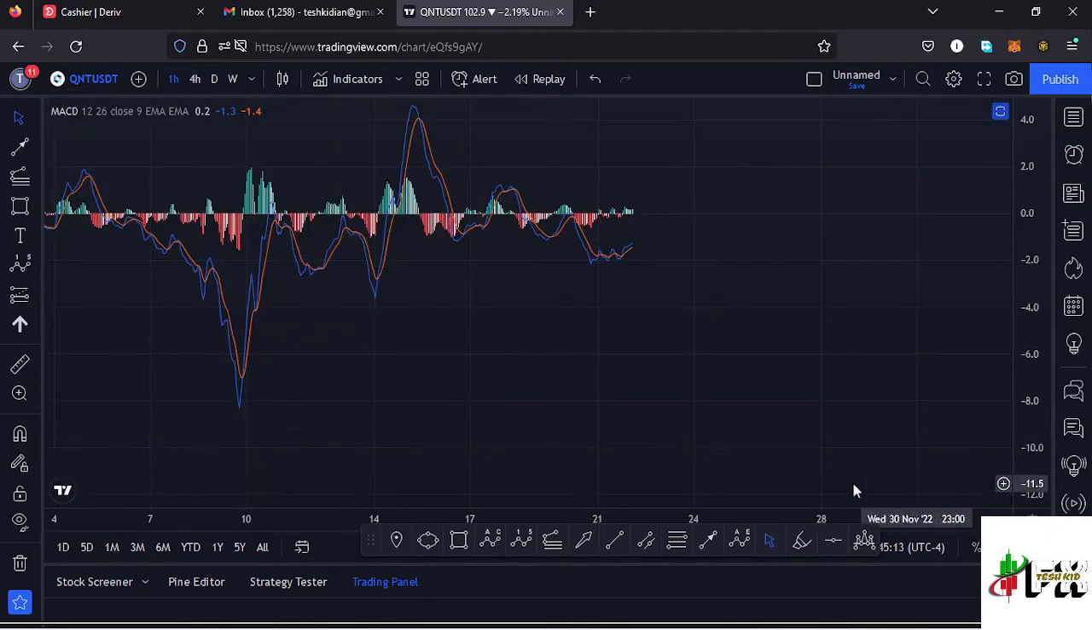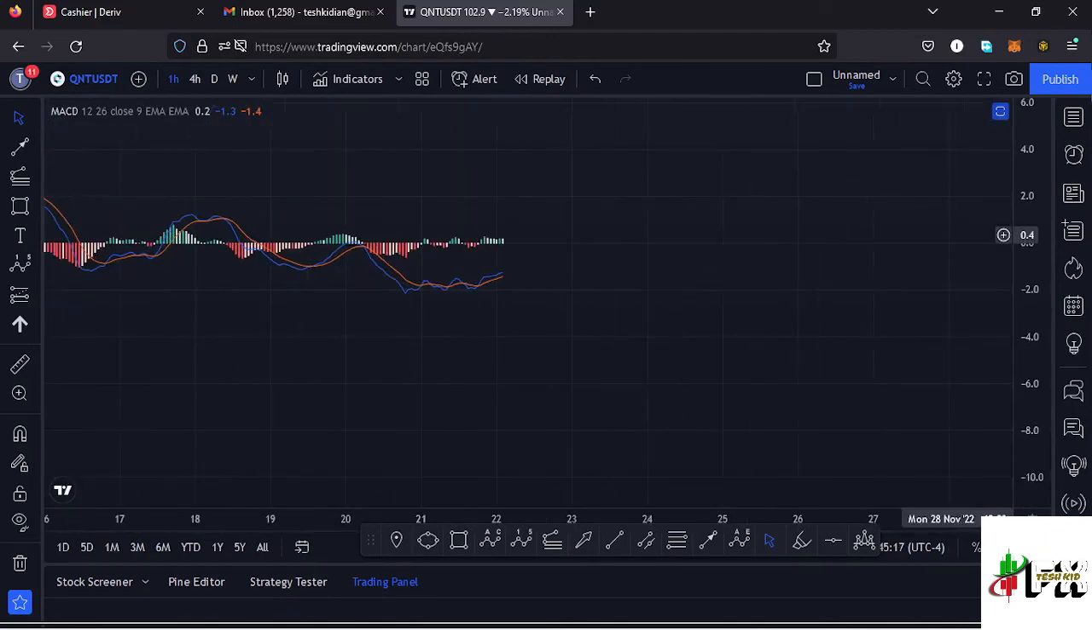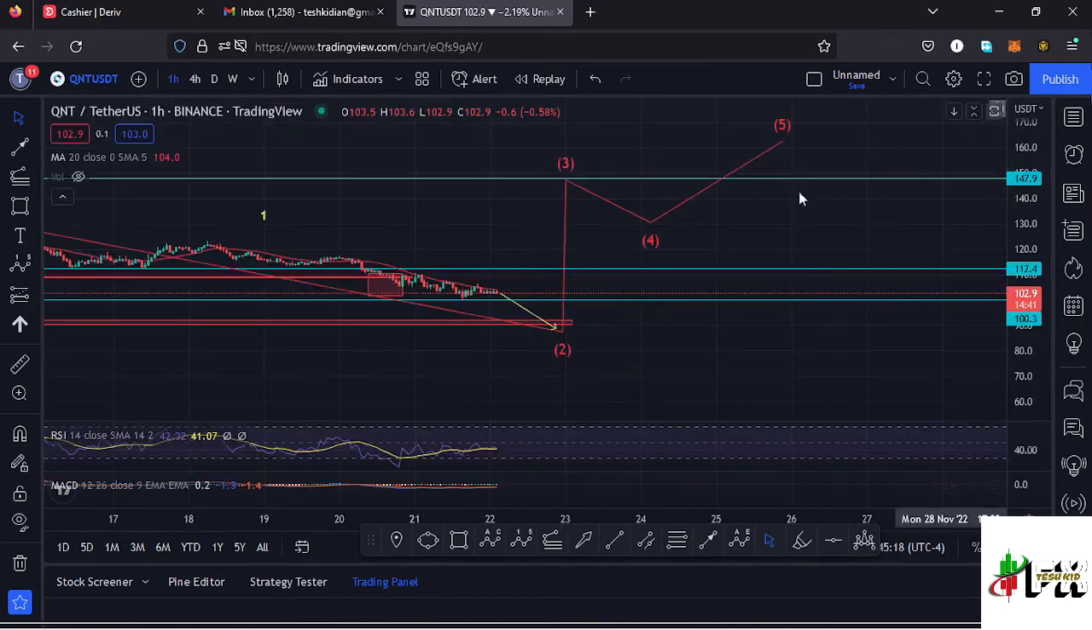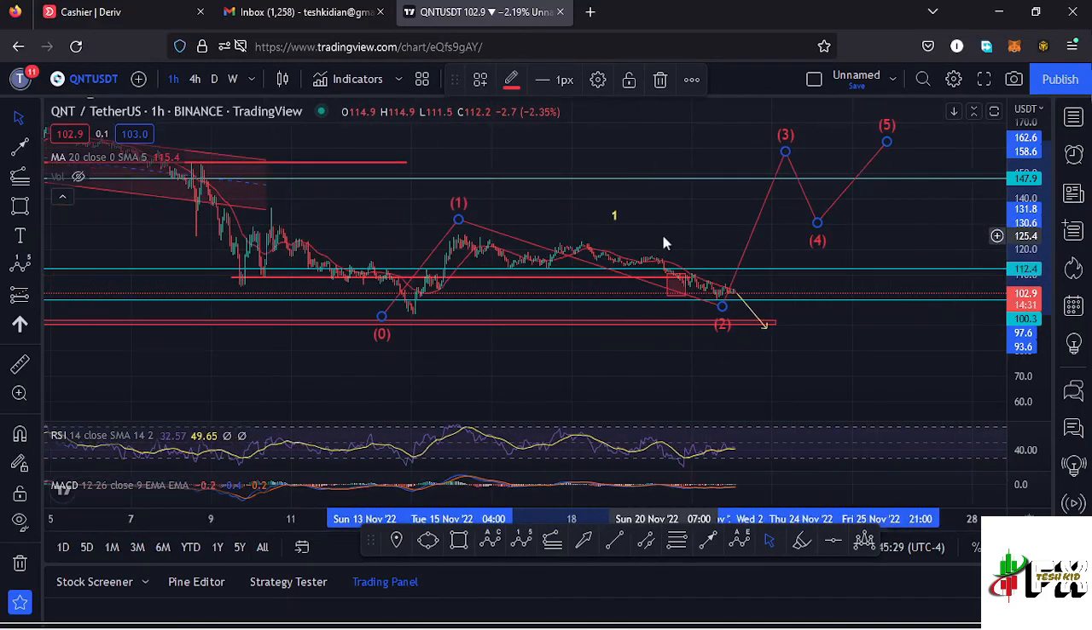Also taking a look at the MACD, here on the MACD we have printed a bullish cross, and that would mean higher prices might be coming our way, and we might have seen the low for this wave 2, and higher prices in the formation of a wave 3 will be supported on the MACD. So let's be patient and see how that plays out, and I'll keep you updated.